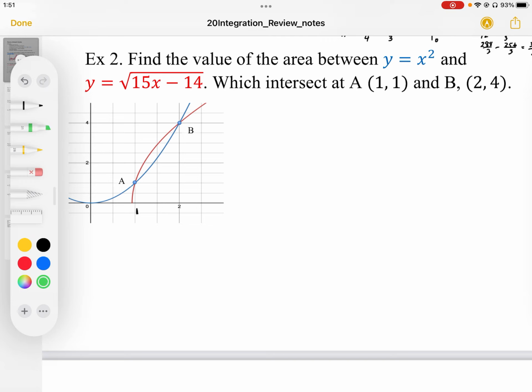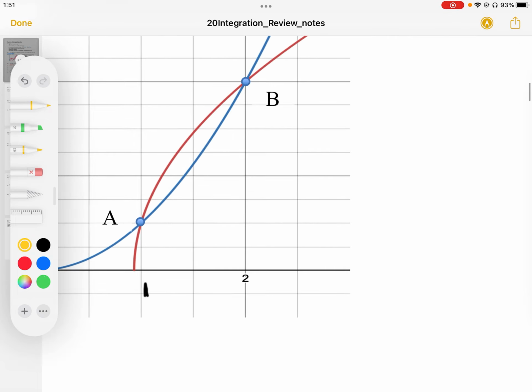The intersection points are at x equals 1 and x equals 2. So we have those two intersection points at A and B, and what we want to find is that area in between these two curves. So this area in here is what we want to find.